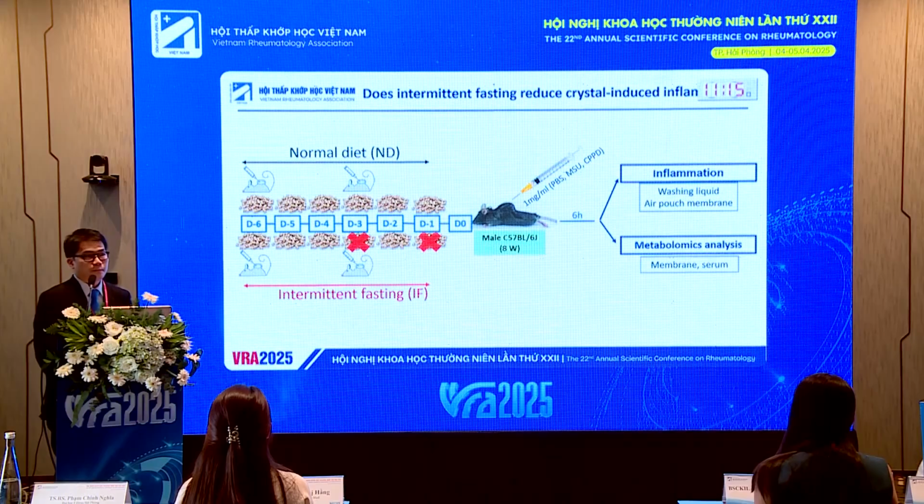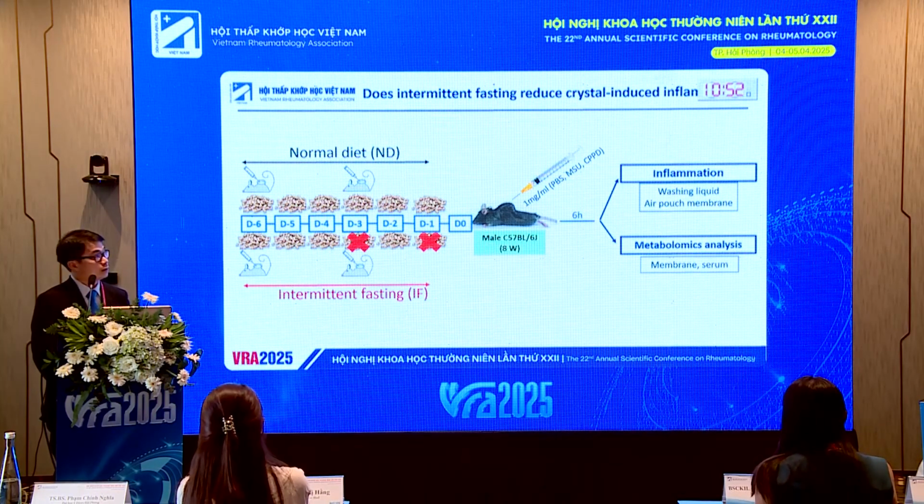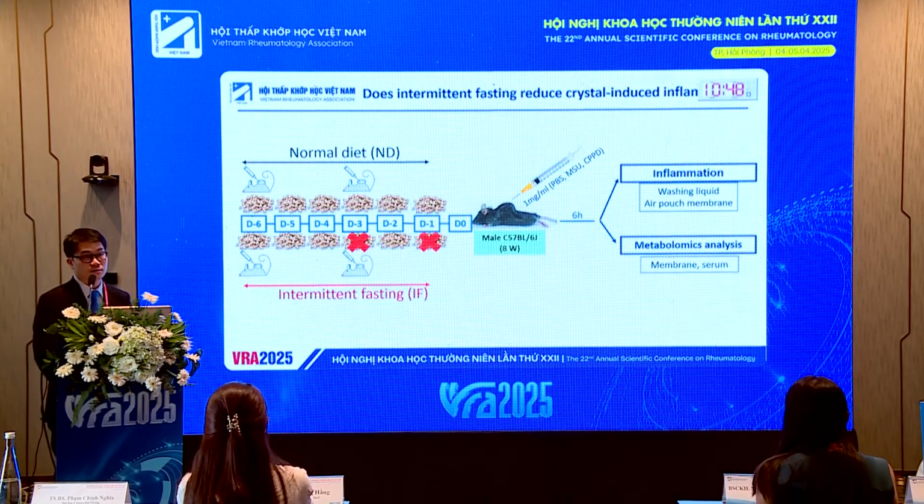The questions proposed: does intermittent fasting reduce crystal-induced inflammation? How does it do that? And is there a new metabolite which could mimic the anti-inflammatory effects of fasting? To answer these questions, we used a mouse model, as you can see here, by creating an air cavity, injecting air under the skin of mice to create a joint-cavity-like pouch.